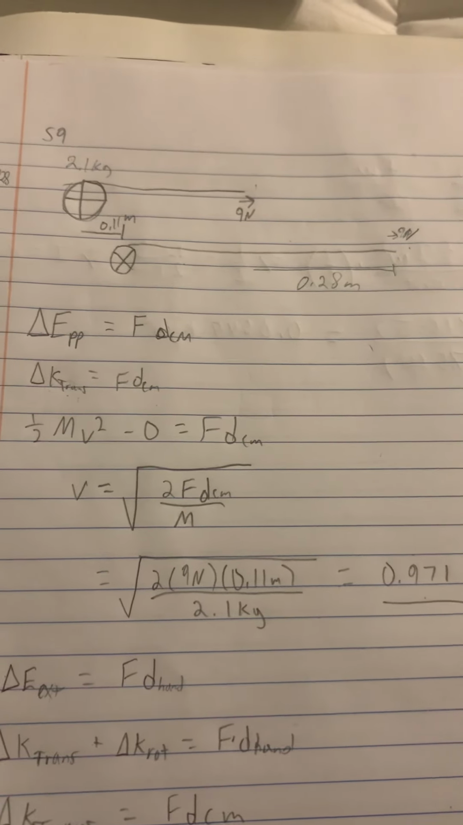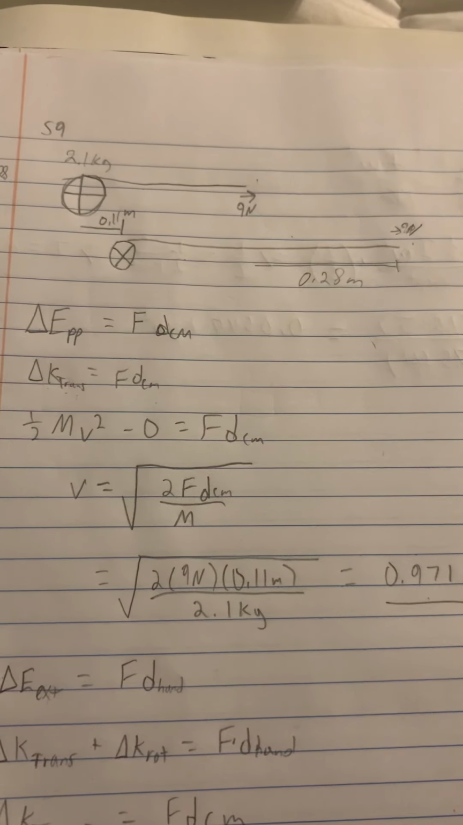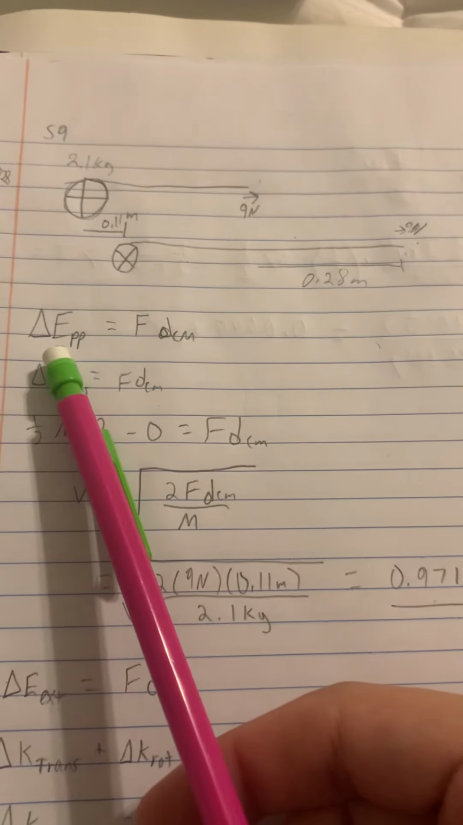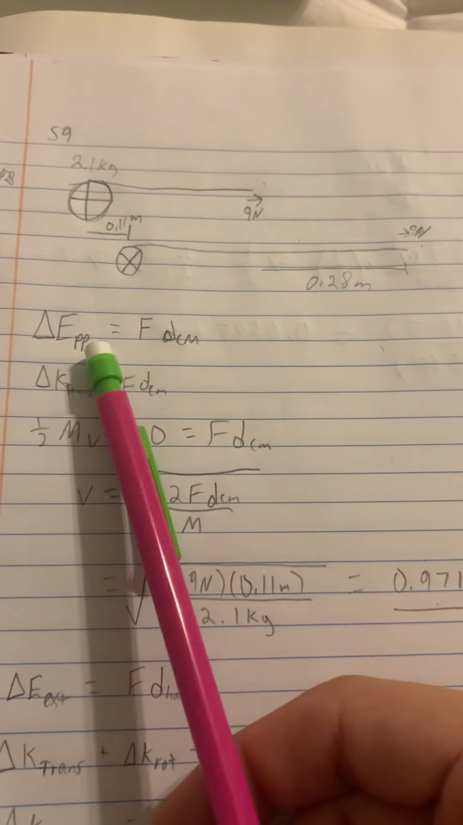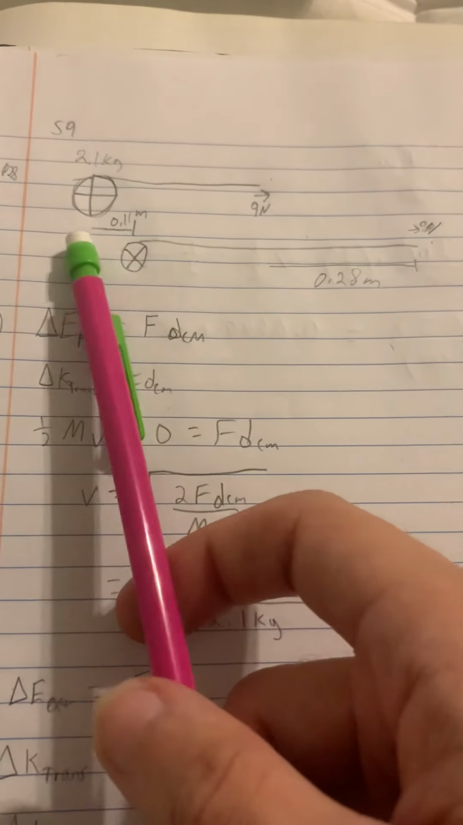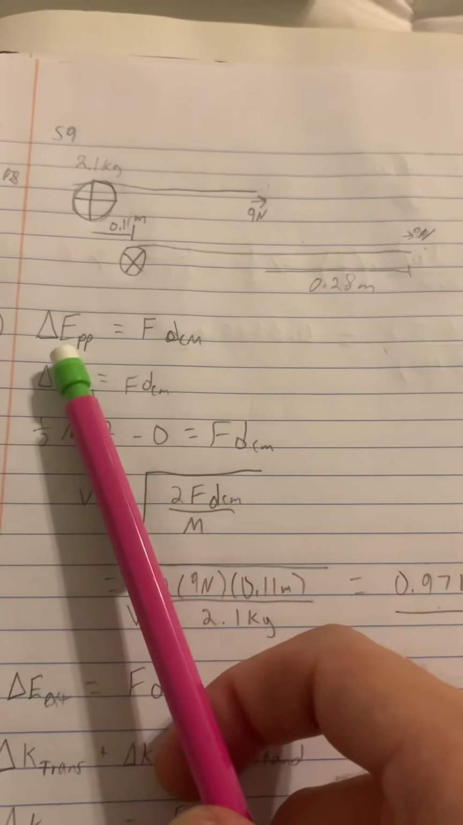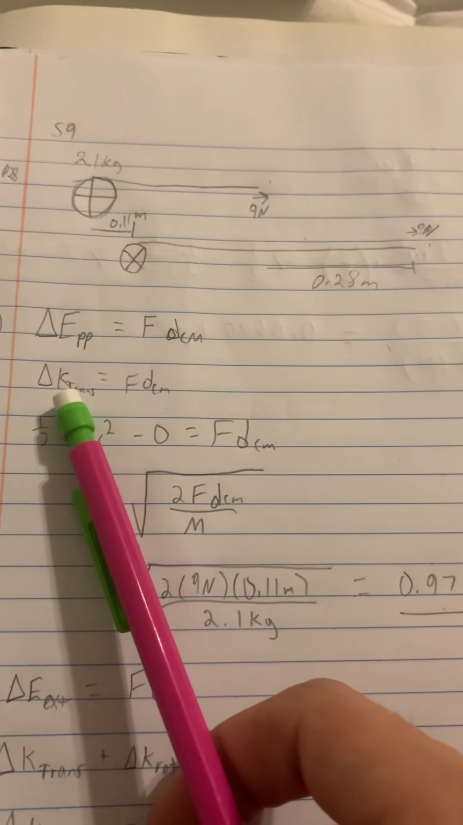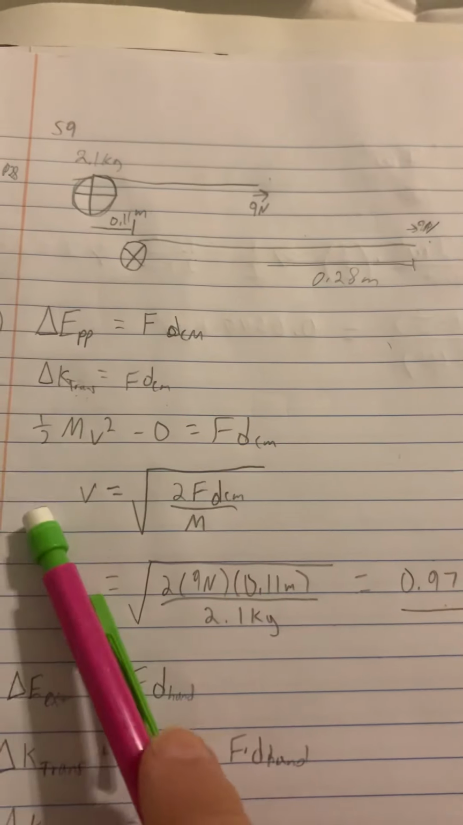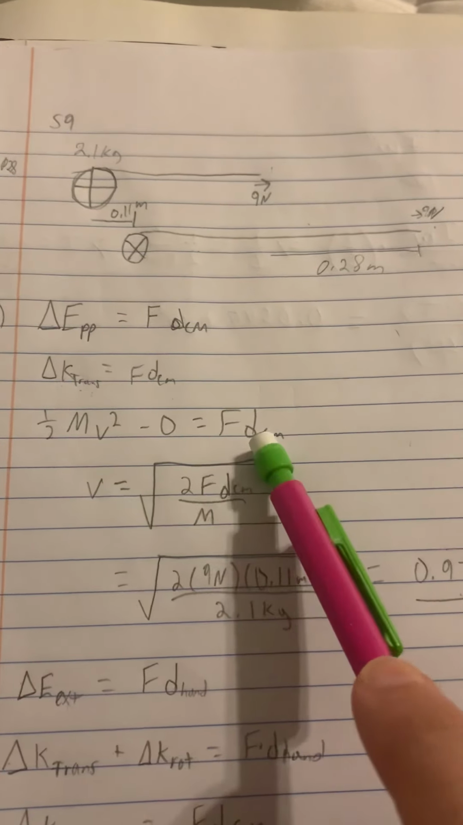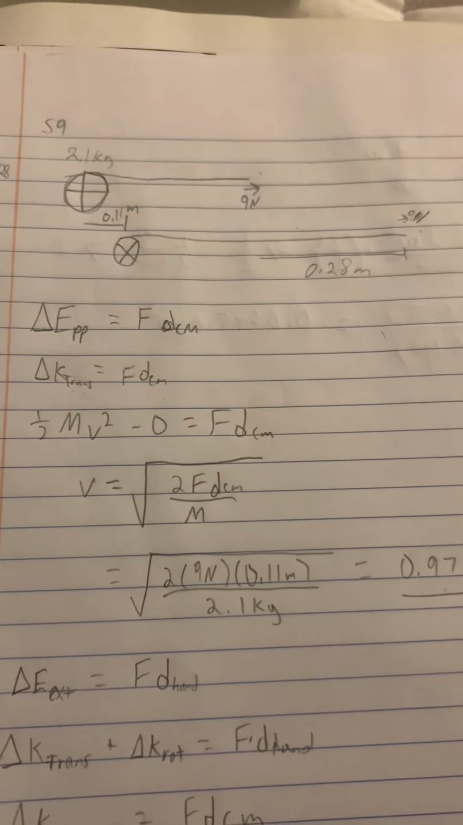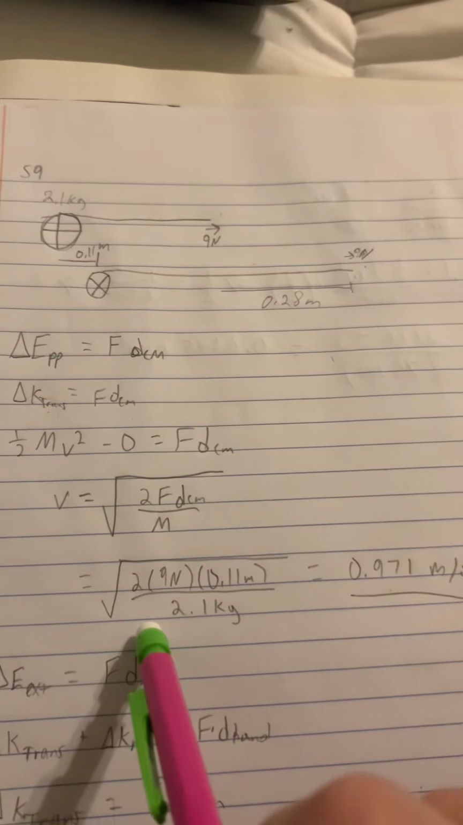So for this one, we got to look at the point particle system. And we know that the change in energy in the point particle system is equal to work, which is force times distance of the center masses. And we can rewrite this as a change in kinetic translational energy is equal to work. And we can further rewrite this as 1/2 mv squared equals force times distance of the center masses. And then we just solve for v.